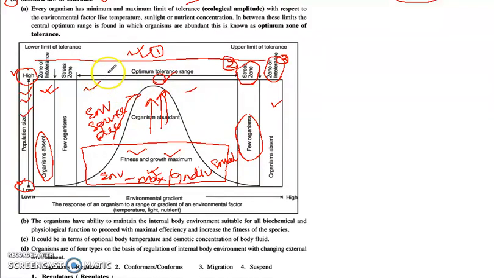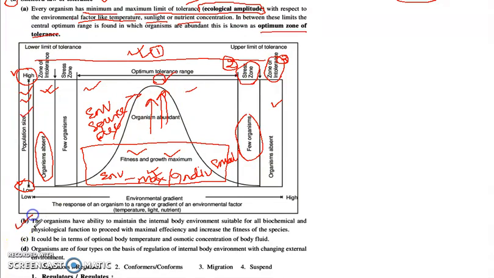According to this law, a minimum and maximum limit of tolerance is present, which is called ecological amplitude. This ecological amplitude is governed by factors like temperature, sunlight, or nutrients. In this tolerance region, we also find the optimum zone of tolerance, where the organism adapts and copes with the surroundings.